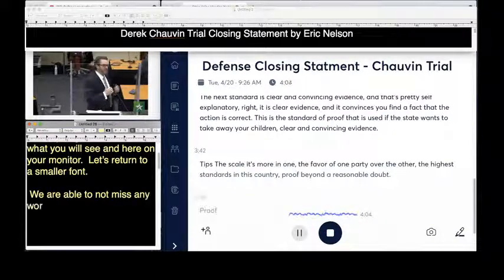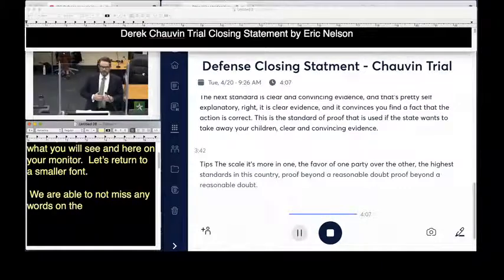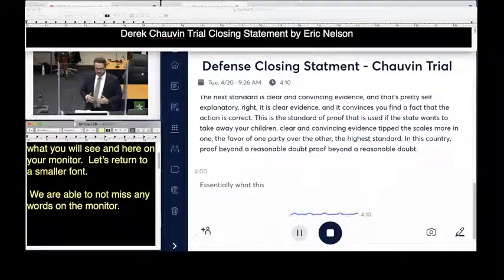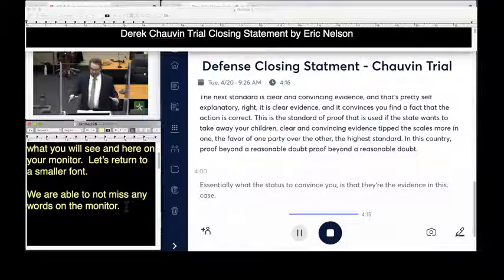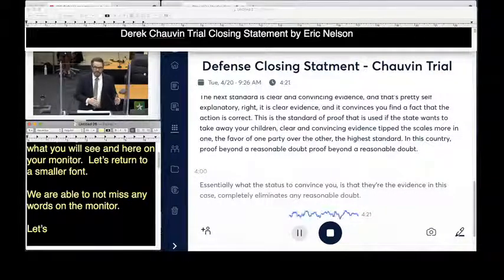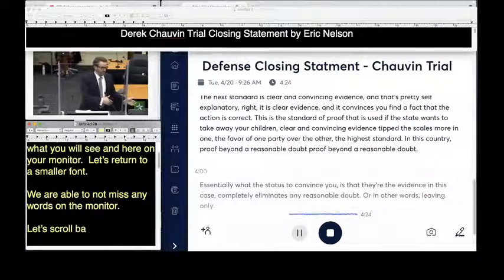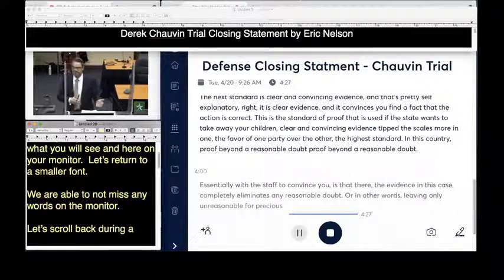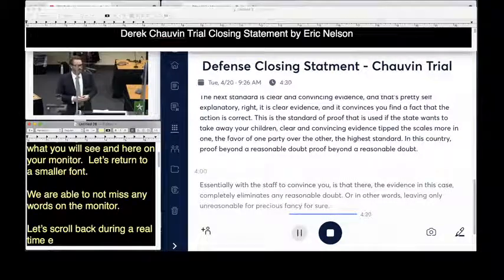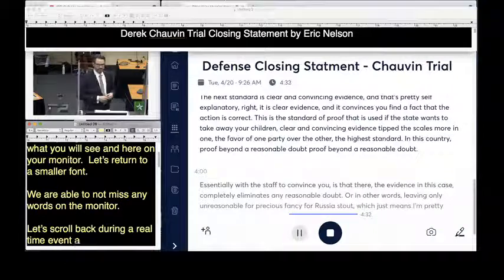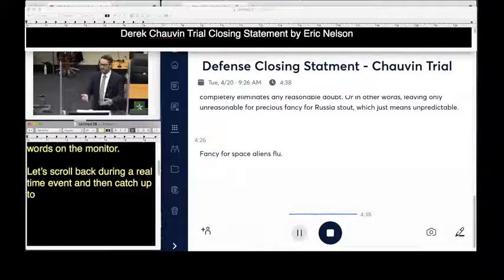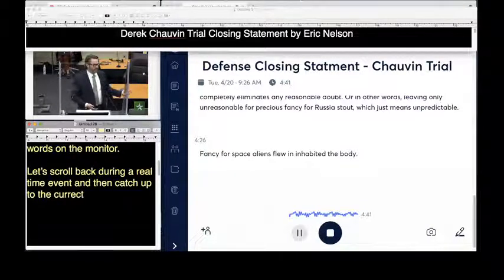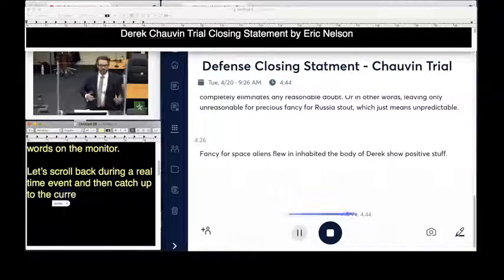Proof beyond a reasonable doubt. Essentially, what the state has to convince you is that the evidence in this case completely eliminates any reasonable doubt, or in other words, leaving only unreasonable doubt. Capricious, fanciful. Capricious means unpredictable. Fanciful: space aliens flew in, inhabited the body of Derek Chauvin, and caused this death. That's fanciful.